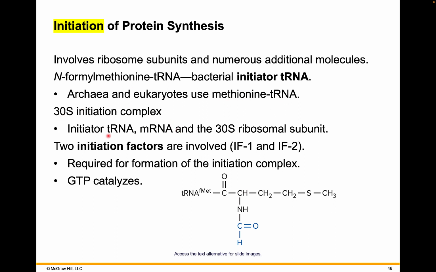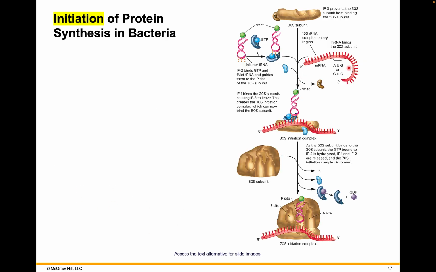And then you need the 30S initiation complex: tRNA, mRNA, the 30S ribosomal subunit, and you need the IF1 and IF2 initiation factors, and GTP hydrolysis is required for this process. So what is happening right here? Right here is the 30S subunit in a dissociated state, which is bound with IF3, initiation factor 3. This prevents the 30S subunit from binding to the 50S subunit.